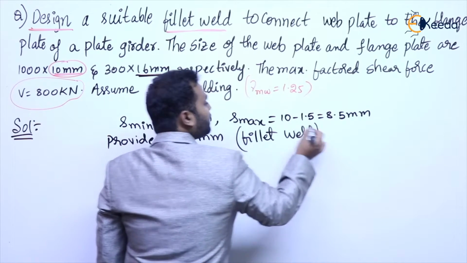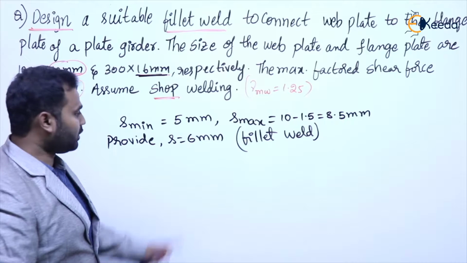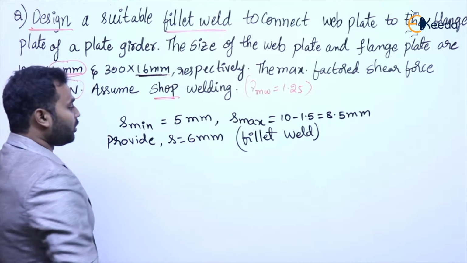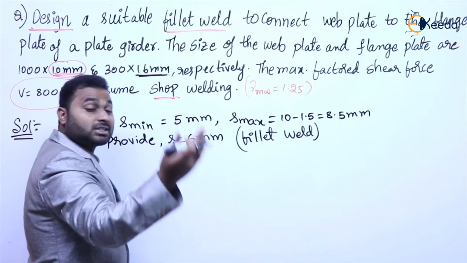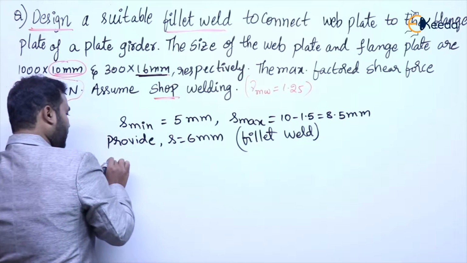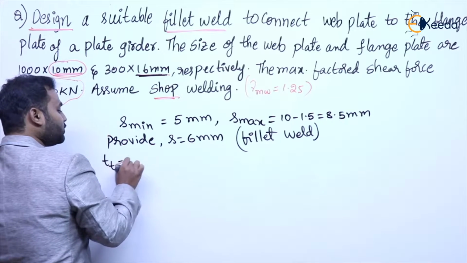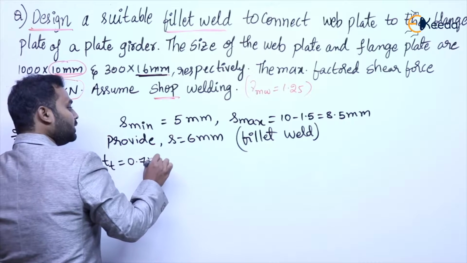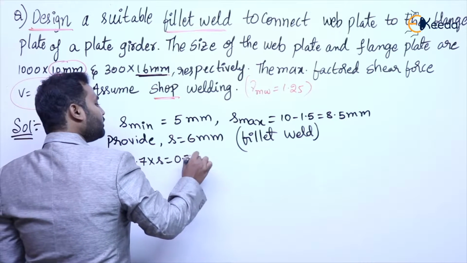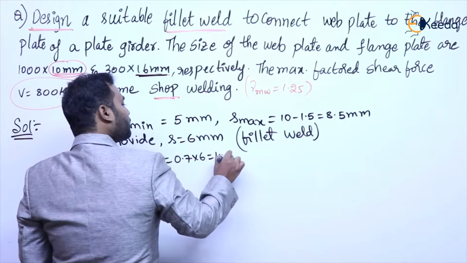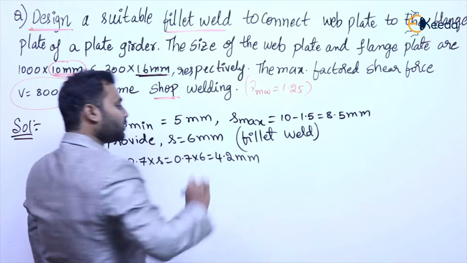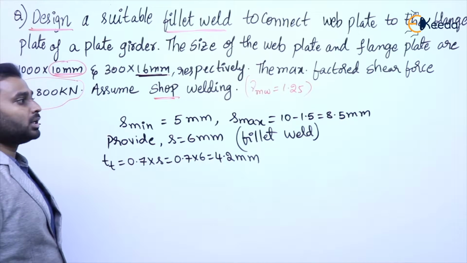Now, in this way we can determine the size of the fillet weld. How much is it? 6 mm. Is that okay? Based on this size, let us calculate the throat thickness, TT. As we know, throat thickness TT is 0.7 into S. It means 0.7 into 6, which is 4.2 mm. This is the throat thickness. Clear?